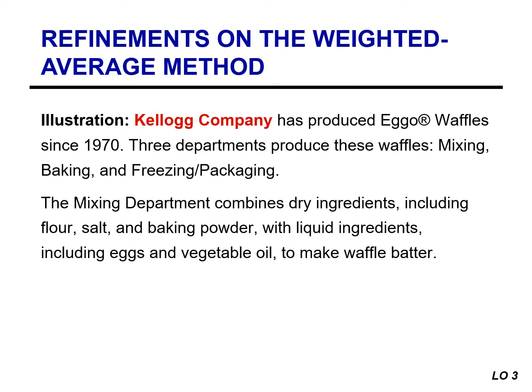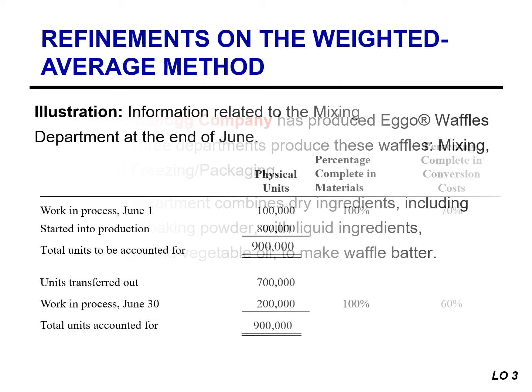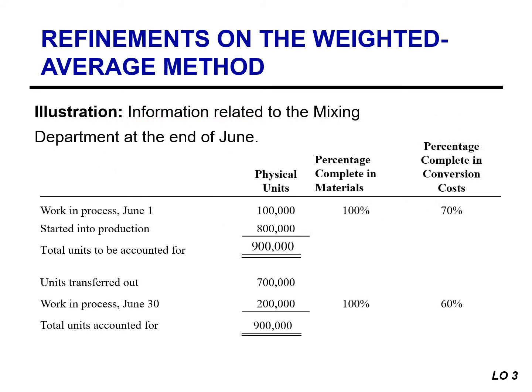Kellogg Company has produced Eggo waffles since 1970. 3 departments produce these waffles: mixing, baking, and freezing or packaging. The mixing department combines dry ingredients such as flour, salt, and baking powder with liquid ingredients including eggs and vegetable oil to make waffle batter. At the end of June, the mixing department provides the following information.